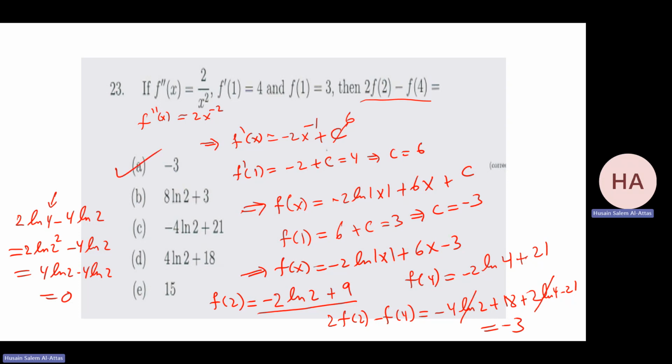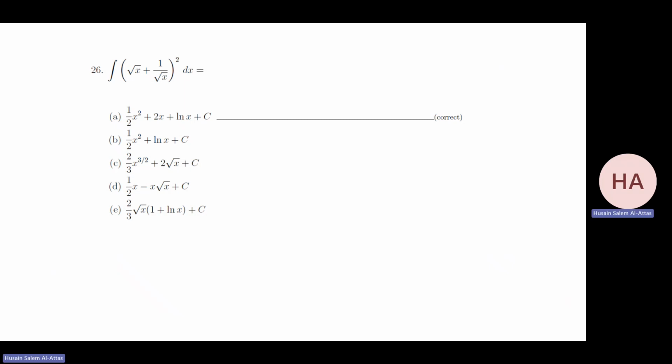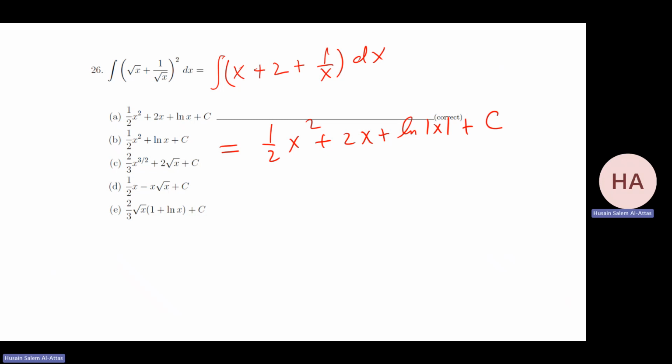It's a matter of calculations. This is integral, so you need to open it first. That will be x plus 2 square root of x times 1 over square root, that is 1, plus 1 over x dx. So that will be half x squared plus 2x plus ln absolute value of x plus c. It should be the absolute value. Okay.